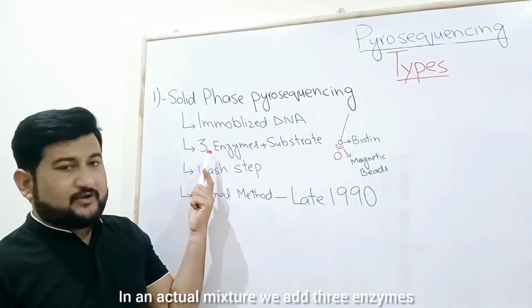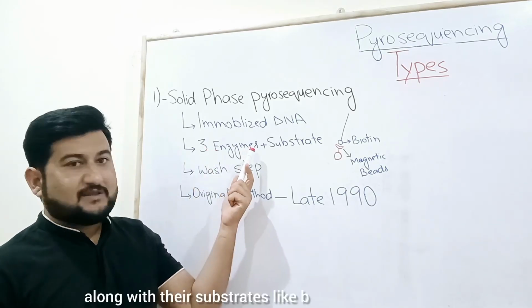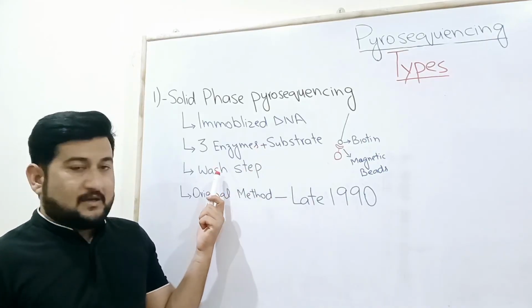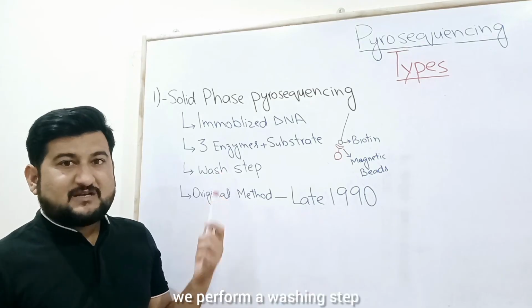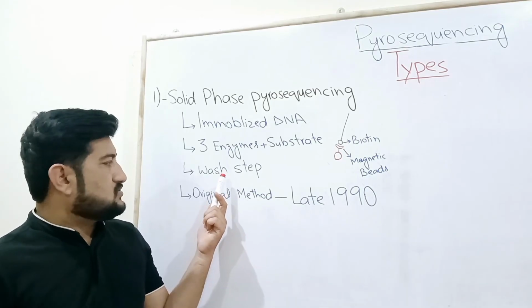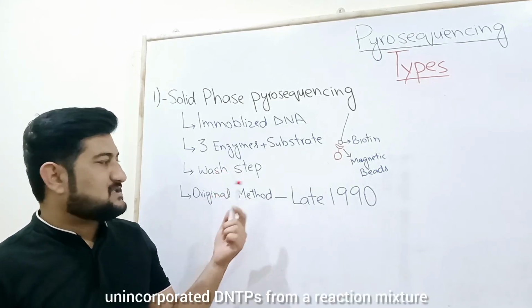In a reaction mixture, we add three enzymes like DNA polymerase, sulfurylase and luciferase, along with their substrates like luciferin and APS. In this method, we perform a washing step because there is no apyrase enzyme, so we perform this step to eliminate the unincorporated dNTPs from the reaction mixture.